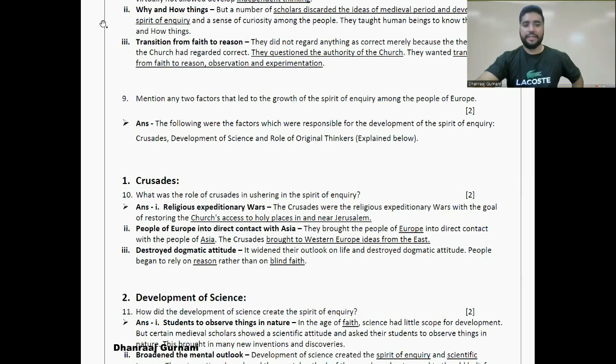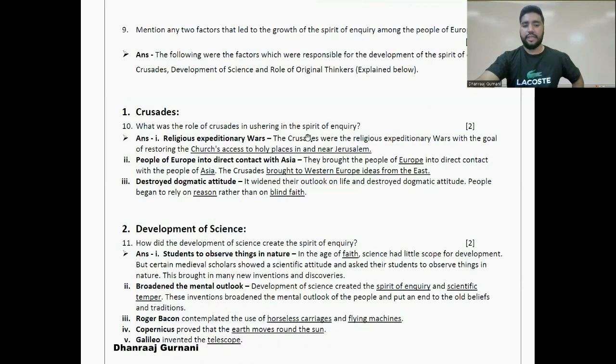The following were factors that were responsible for the development of the spirit of inquiry: crusades, development of science, and role of original thinkers. Let's do each of them in detail. First one, crusades. What role did crusades play in ushering in the spirit of inquiry? 3 points once again.